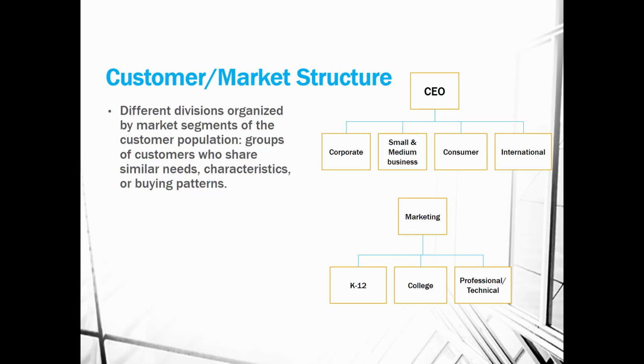Maybe there's a marketing group for a college textbook publisher, and they organize by the different buyers of their books. Maybe the K through 12 market, maybe they market differently for colleges, and differently for professional and technical buyers. So again, we're organizing what we do by the type of buyer that we serve.